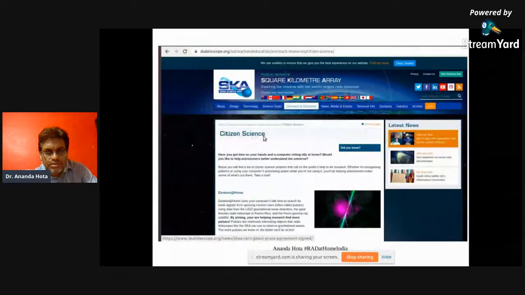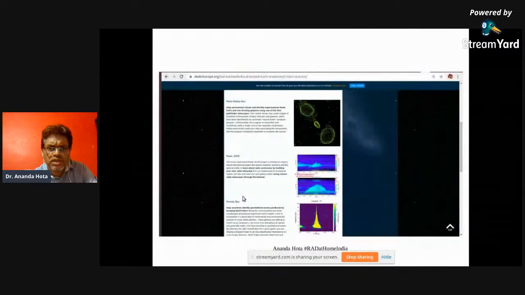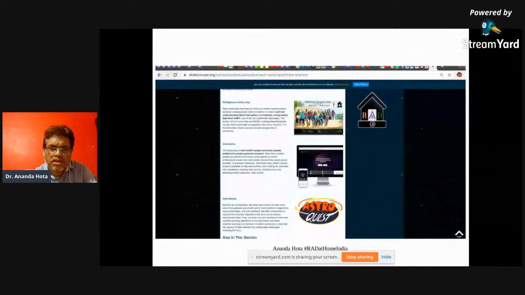The citizen science research projects they advised to participate in, a few of them are listed here. I'm quoting a screenshot from their website, skatelescope.org. Einstein at Home, Radio Galaxy Zoo, Radio Jove, Gravity Spy, and here comes Radio at Home. Zooniverse as well as AstroQuest they have added. Here you can see the group photo of one of our Radio at Home Discovery Camp training programs held in Nehru Planetarium, Delhi, which is hosting this talk.